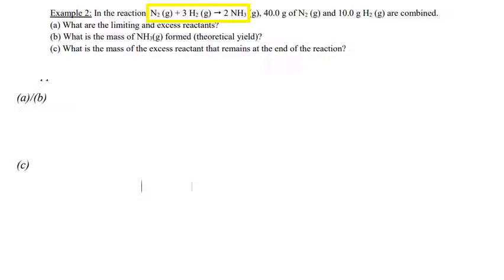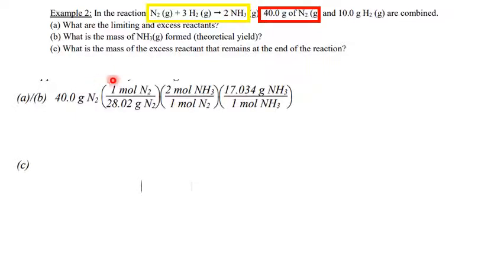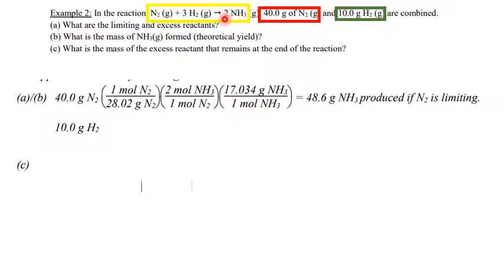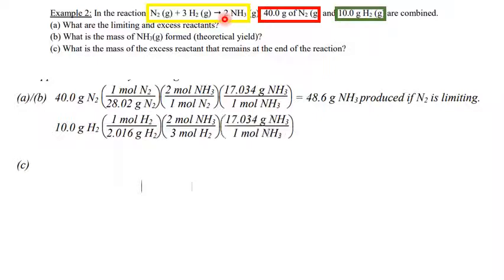Next, we're going to say which one of the reactants is going to produce a smaller product. So we start with 40.0 grams of nitrogen, run it through stoichiometry. Again, we're going from the balanced equation to the periodic table, just like we did last week, and we get 48.6. Next up, we're going to go up here to 10 grams of hydrogen, do the same thing. So we're going grams to moles to moles to grams. We'll do that right here.